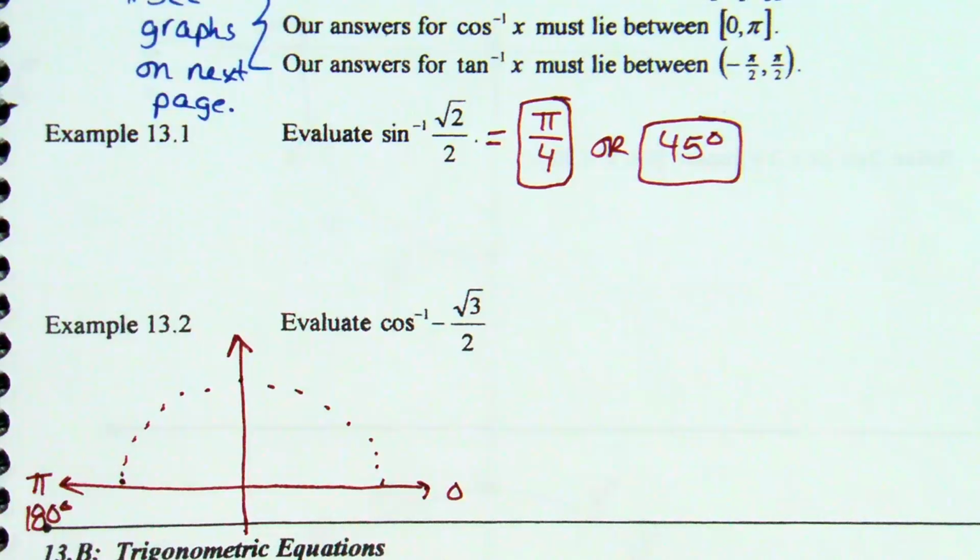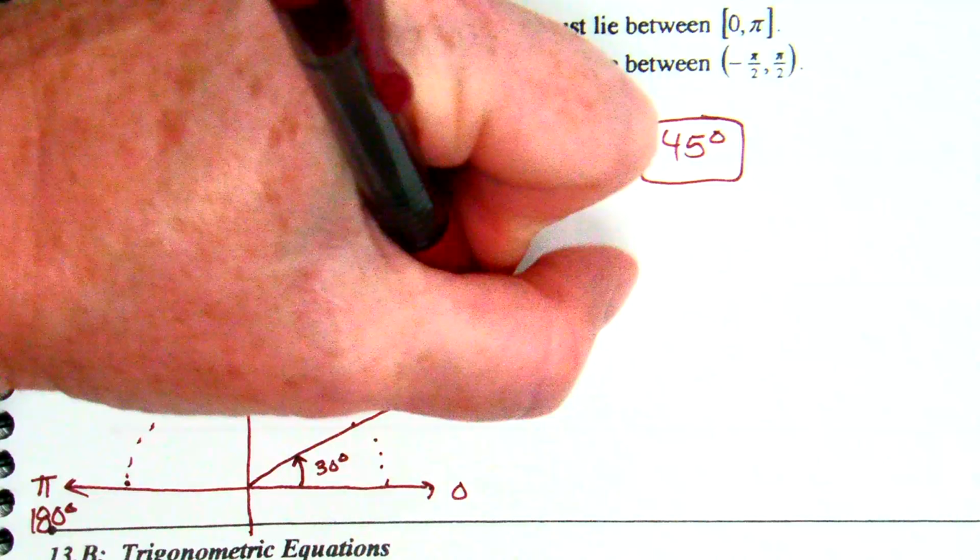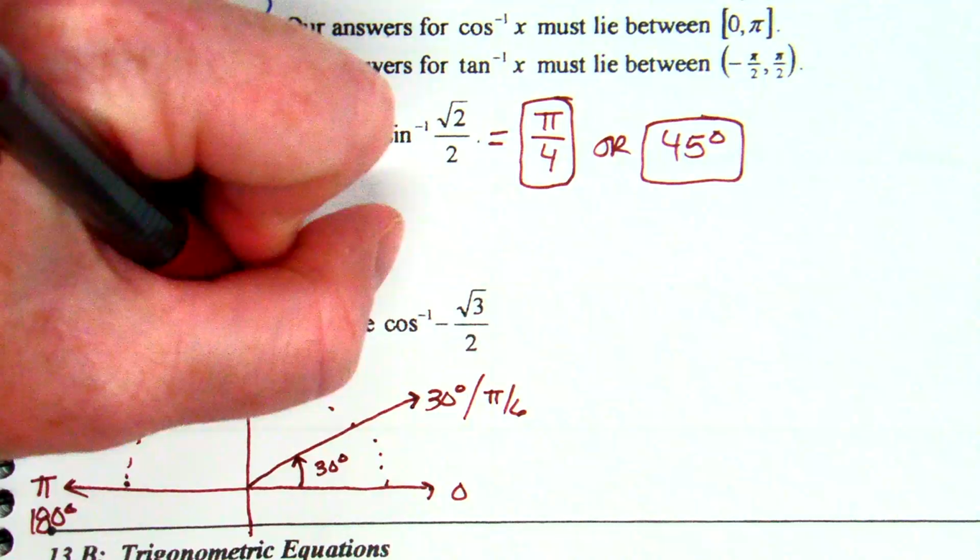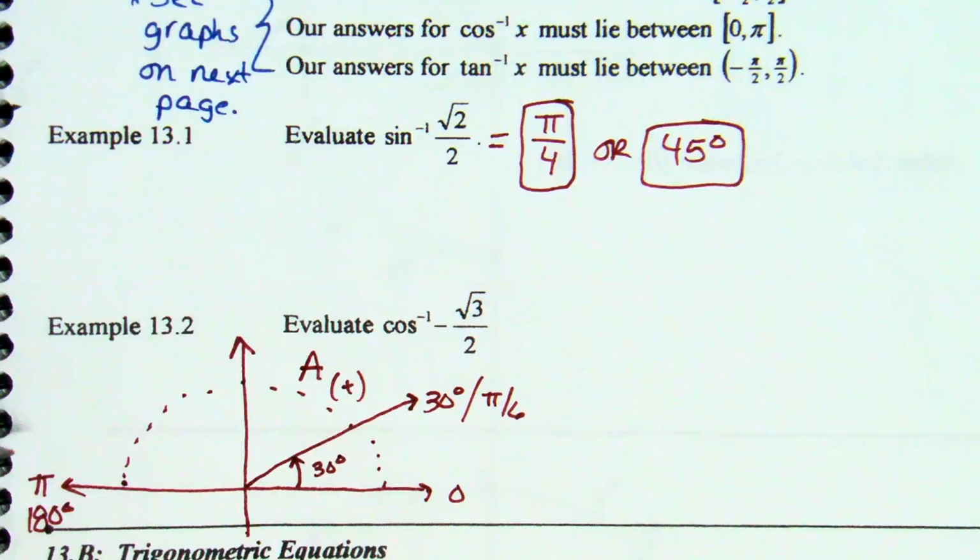Now, you guys already identified that right here, 30 degrees or pi over 6. That is the answer if we're in quadrant 1. In quadrant 1, everything is positive though, right? All. So everybody's positive. So we don't want the answer over in quadrant 1. We want the equivalent answer in quadrant 2.